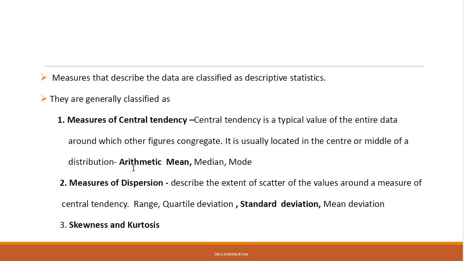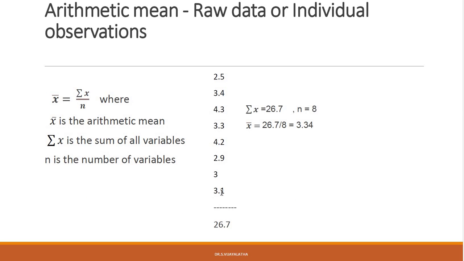In life sciences, the most commonly used central tendency is the arithmetic mean, and the most commonly used measure of dispersion is standard deviation. So, we will focus on arithmetic mean and standard deviation. As we have seen in the previous video, data obtained from a sample or a population which has not been processed or modified is raw data. So we have raw data here, 8 observations, lengths of fishes in a fish tank.